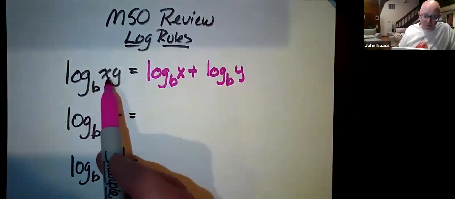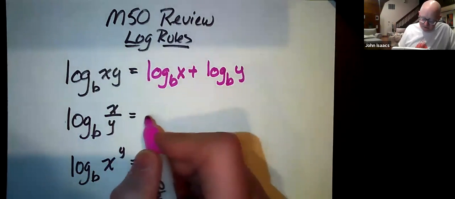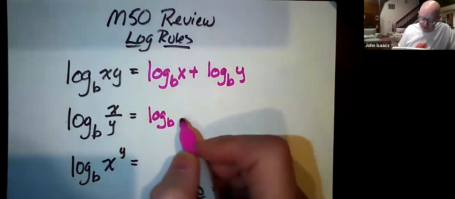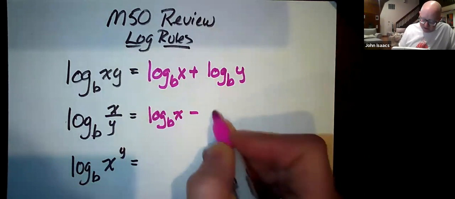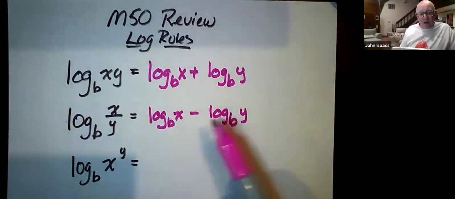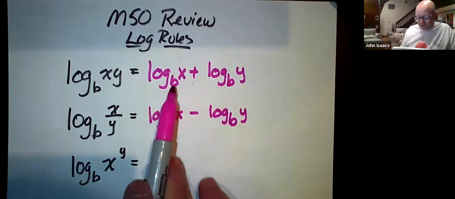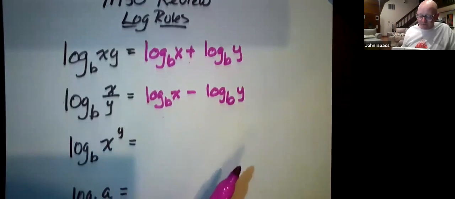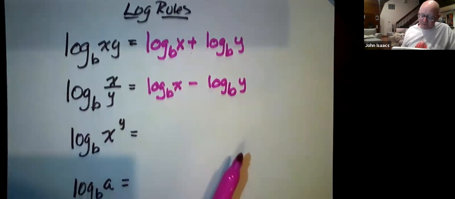Well, if multiplication means plus, division must mean, yes, subtraction. So log base b of x over y can also be re-expressed as log base b of x minus log base b of y. Now, all these rules will work in the opposite direction too. If you have a statement with addition in it and the bases are the same and the arguments are different, you can multiply the arguments and make one expression out of it. If you have subtraction, you can divide the arguments and make one expression out of it.